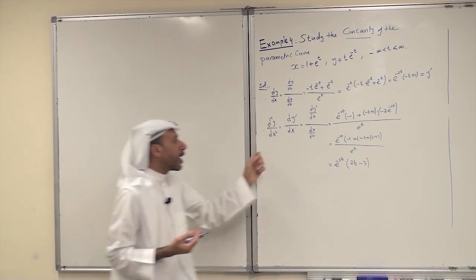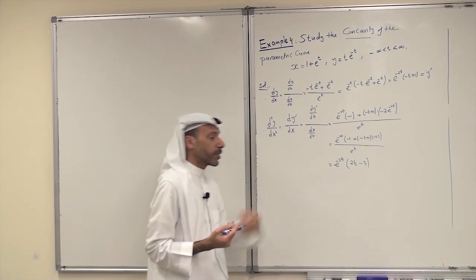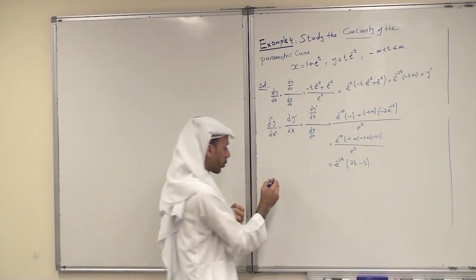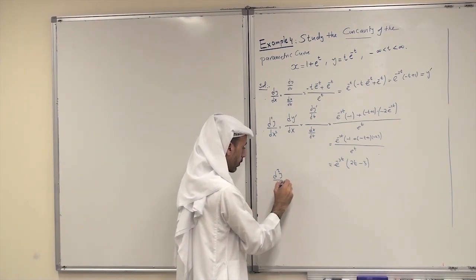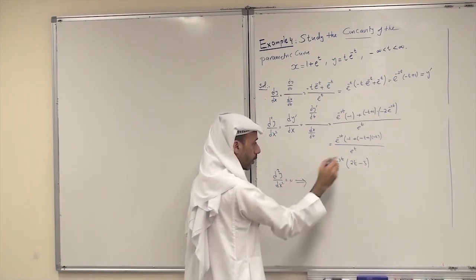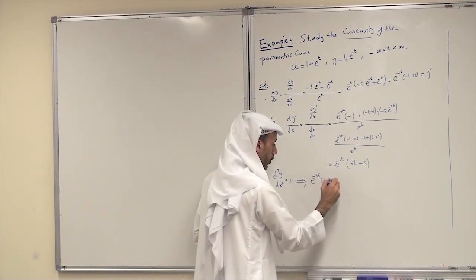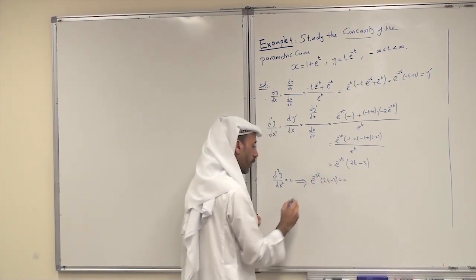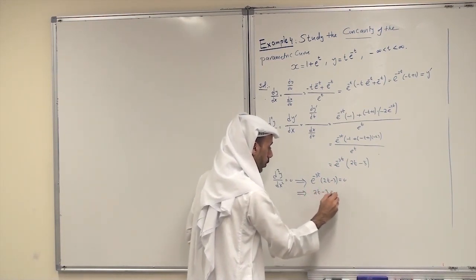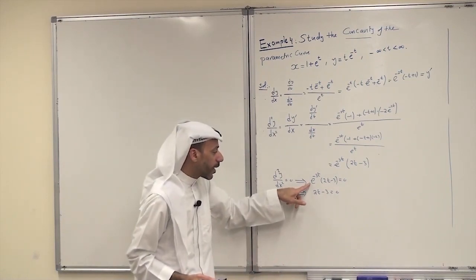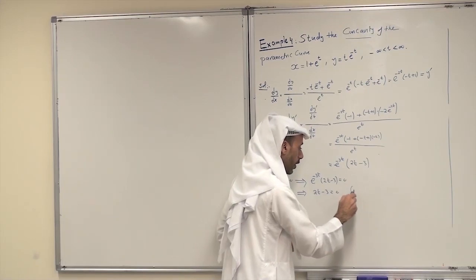Now for concavity, I have to check the sign of the second derivative. And to check the sign of the second derivative, find the zeros. So what are the zeros of the second derivative? Let e power minus 3t times 2t minus 3 equal 0. This gives us 2t minus 3 equal to 0, because the exponential function e power minus 3t is never 0, so I can divide by it.